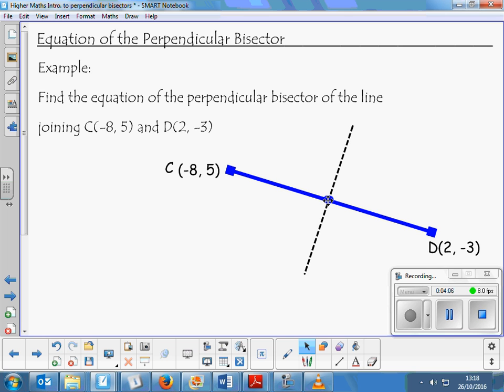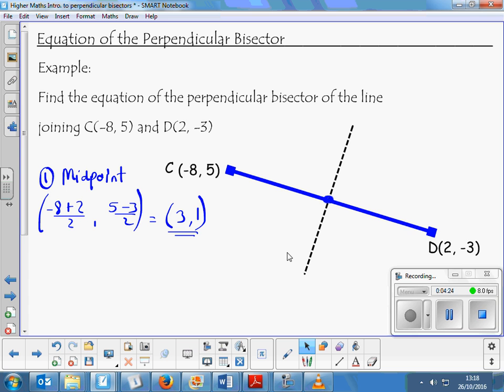And for an equation of a line, you're thinking, well, what do I need? I need a gradient and I need a point. So this midpoint would be our point on our line. So that's what we're going to first work out. So you can pause it for a moment to work out your midpoint. I'm going to show it here. So our midpoint is really 1.